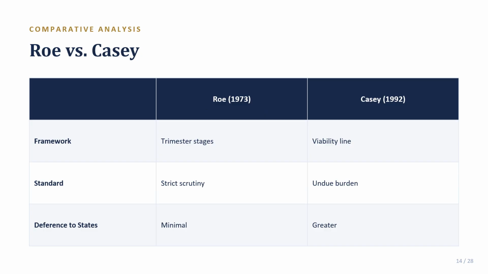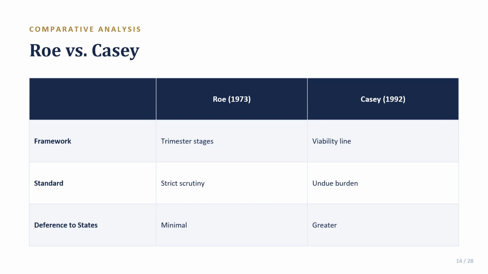All right, so let's consolidate the differences between the two cases using this comparison table. That way you'll be able to see the differences very plainly. With framework, Roe has the trimester stages, a calendar-based three-part structure. Casey replaced it with a single viability line, pre-viability versus post-viability, with that undue burden test applying uniformly throughout the entire pre-viability period rather than varying by which trimester a woman happened to be in.